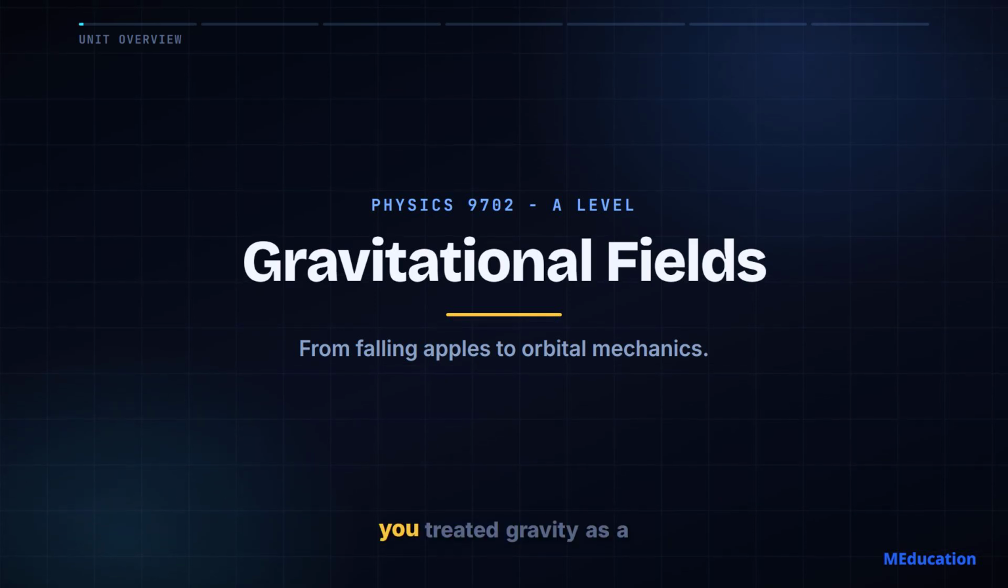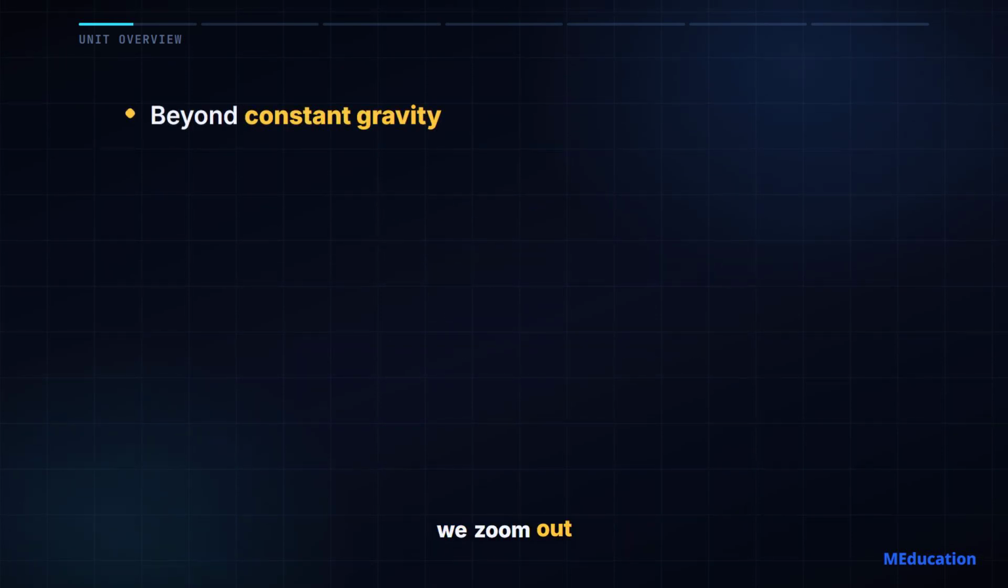At AS level, you treated gravity as a constant downward pull. That works perfectly for dropping an apple in a classroom. But the moment you launch a satellite or map a comet's trajectory, that approximation shatters. In this unit, we zoom out.